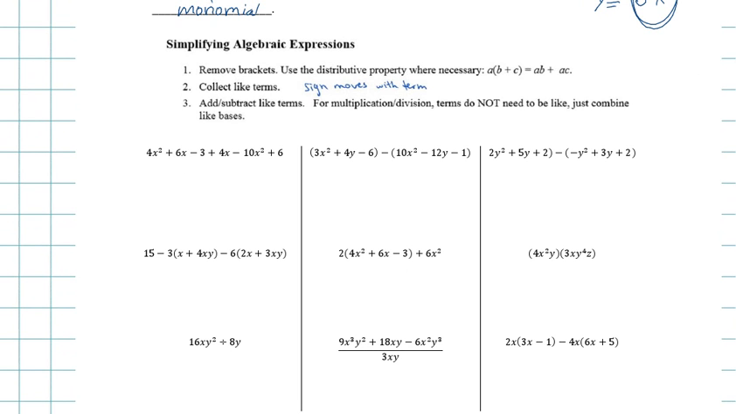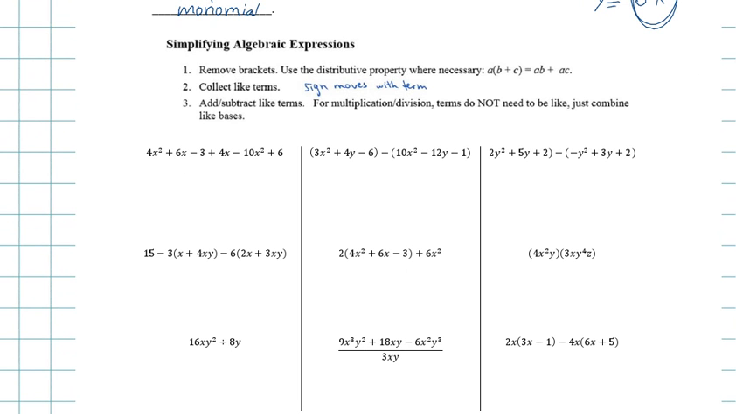You can't just jump in and add all of them together because it's short. Okay? I can only add, what do we call them? Like terms. The only thing I can add together is called like terms. I can't add apples and oranges. I have to add apples together, oranges together. So what I have here is 4x squared plus 6x minus 3 plus 4x minus 10x squared plus 6. Identify your like terms.